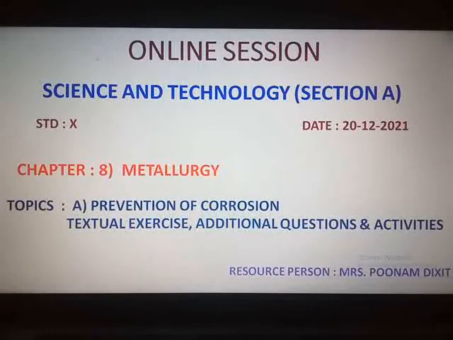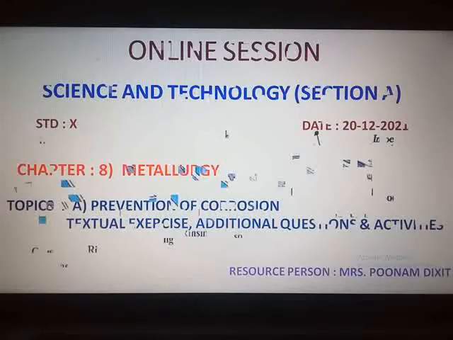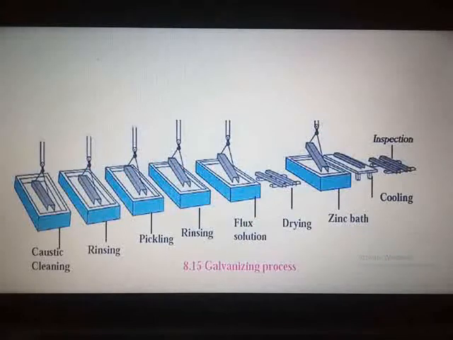So, let us see the different preventive measures for corrosion. As you all know, corrosion is a harmful, disadvantageous chemical reaction. There are various methods or ways by which you can prevent it. You can prevent corrosion by covering the metallic surface with a layer of paint, oil, grease, varnish, etc. Now, this can be done in different ways.